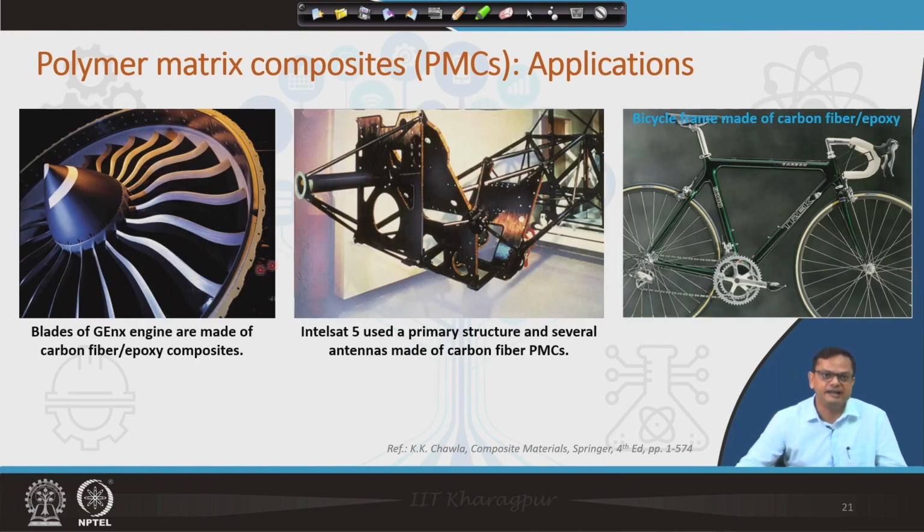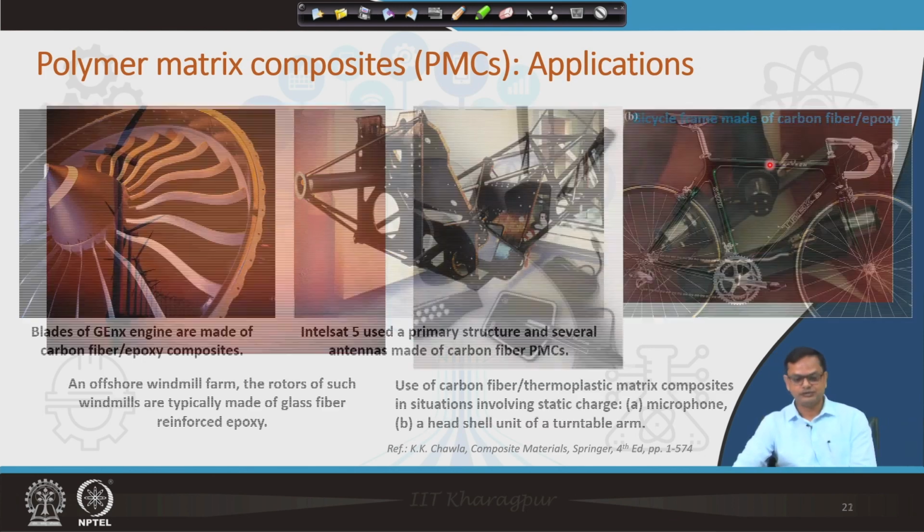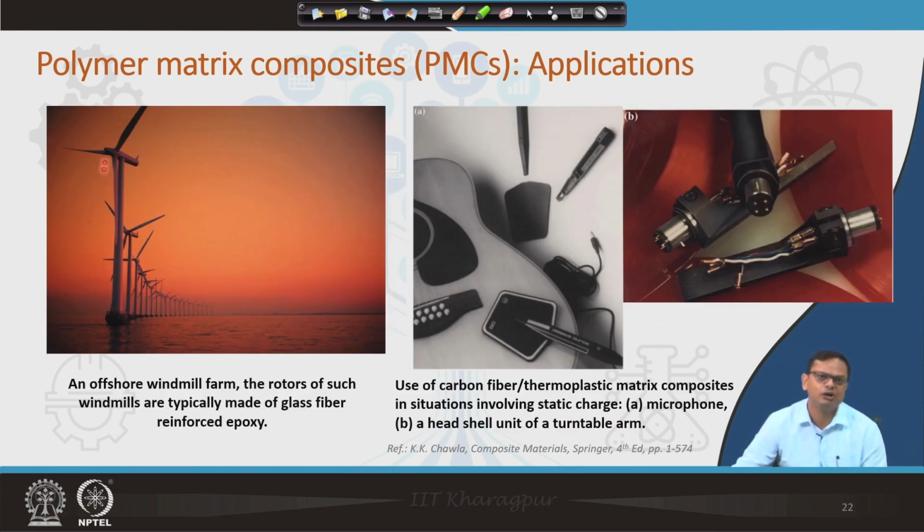Then some high end applications, like blades of engines, are made of carbon fiber epoxy composites. Then here you can see the primary structure and several antennas made of carbon fiber polymer matrix composites. These racing bikes are also an application of carbon fiber epoxy composite. All these blades are made by polymer matrix composites. So there are huge applications of PMCs because of their low weight and high specific strength.